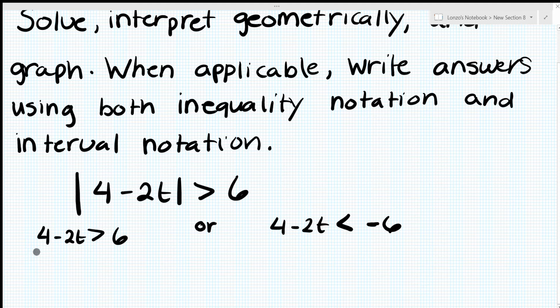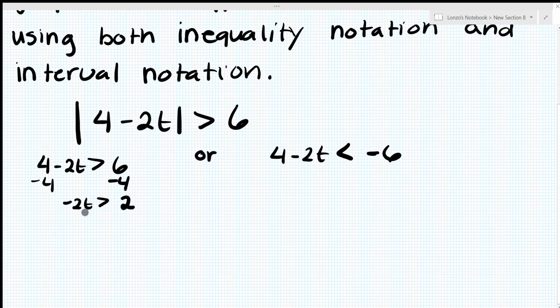Let's solve for t. So I will subtract 4 from both sides. You get negative 2t is greater than 6 minus 4, which is 2. Good. And then divide everything by negative 2. Now, what happens when you divide or multiply by a negative? You change the sign, so this is no longer greater than, it's going to be less than. And then 2 divided by negative 2 is negative 1.